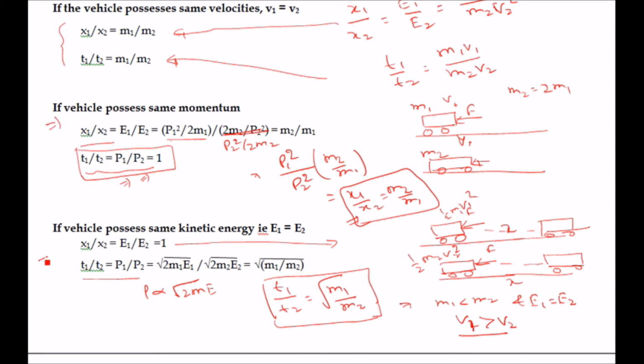You should keep these concepts in mind: if the vehicles have the same momentum, then the stopping time will be the same. However, the stopping distance will be inversely proportional to mass. If the vehicles have the same kinetic energy, then the stopping distance will be the same, but the stopping time will be directly proportional to the square root of mass.